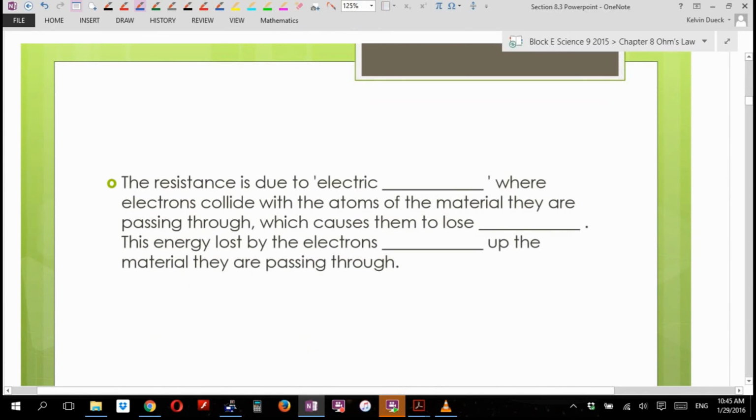What's this resistance caused by? This resistance is due to electric friction, where electrons collide with the atoms of the material they're passing through, just like you were trying to run through a crowded hallway. You would bump into some people along the way unless the hallway was completely empty. And if you do bump into people while you're trying to run, that would cause you to lose energy. You would slow down.